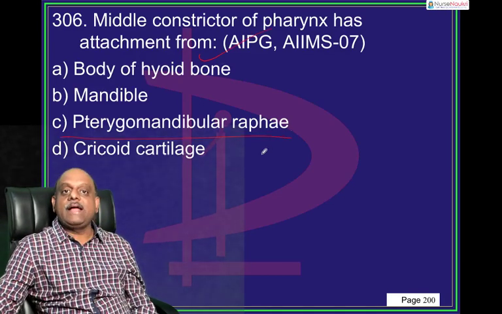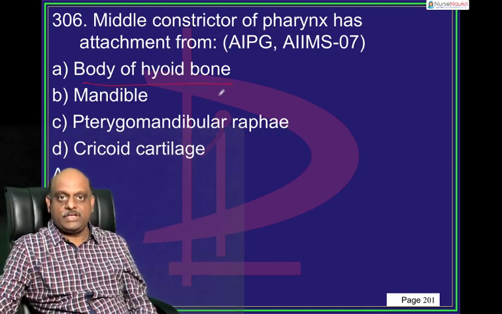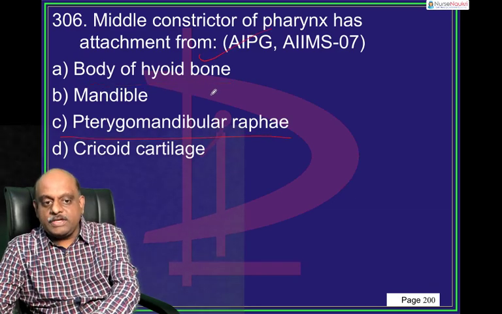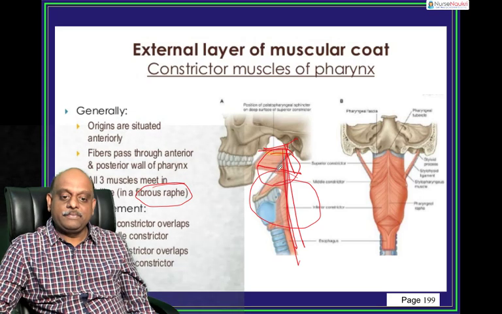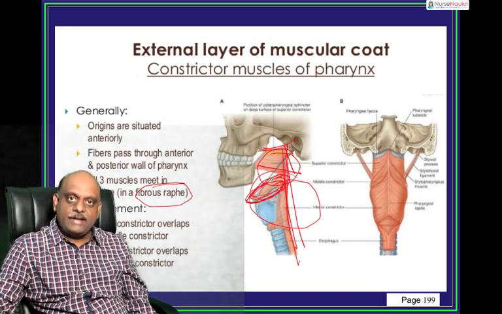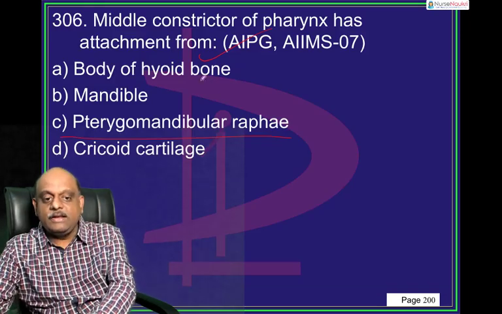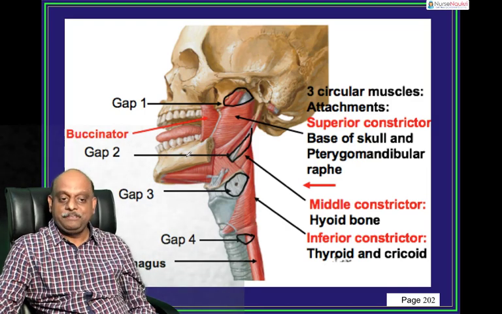Such a repeatedly asked question. So, it is the body of the hyoid bone. Just before we have seen, no? Middle constrictor is that triangular muscle, and typically it is the hyoid to which it is very closely related. That's the reason to the body of the hyoid bone it is attached.